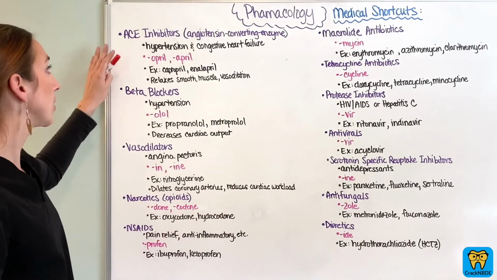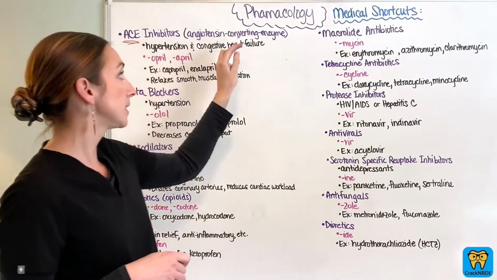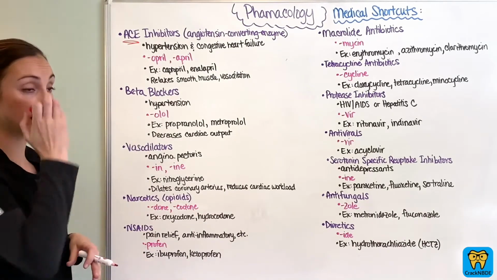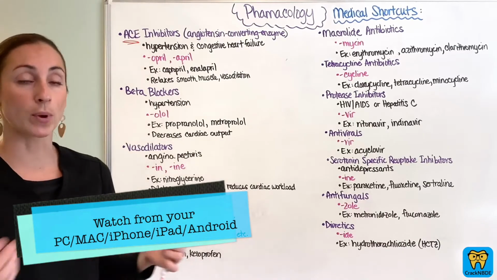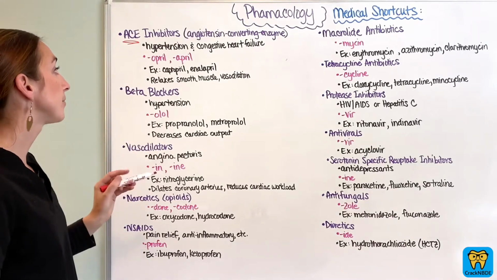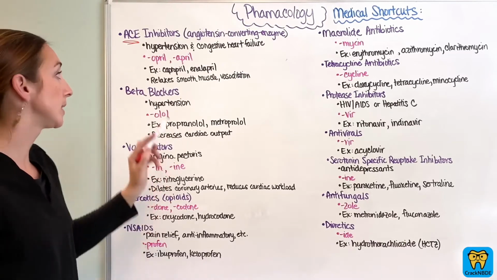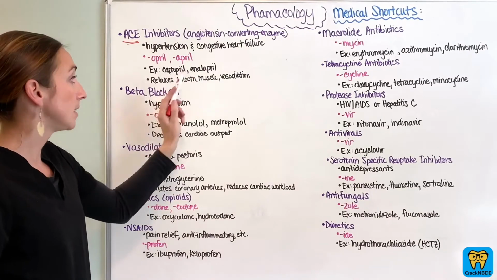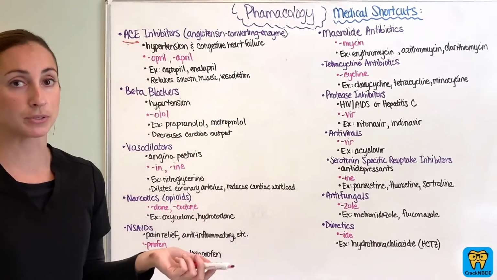And we have our ACE inhibitors. Okay, so ACE stands for angiotensin converting enzyme. So that brings us back to our physiology. Okay, so we remember the angiotensin. Now, hypertension and congestive heart failure are what these group of drugs are used for. So we have the ending is opril or april. Okay, so examples of this would be captopril and enalapril. Okay, so these are going to relax smooth muscle and increase vasodilation.